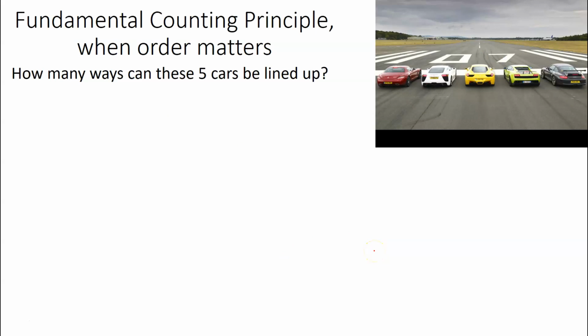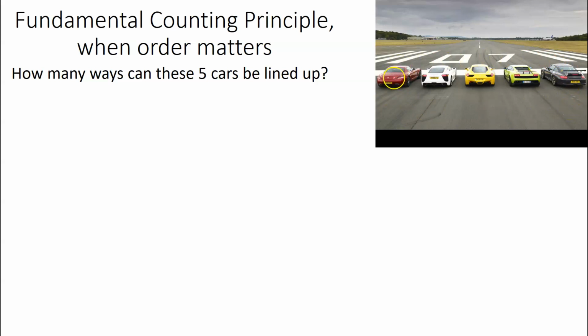Here's another example of the fundamental counting principle. Let's say these 5 different cars have come and they're going to have a race, and they're showing up one at a time here. And of course, there's going to be 5 spots. There's the farthest to the left, second farthest from the left, all the way going to the farthest on the right. If they just showed up at random, how many ways could these 5 cars possibly line up?